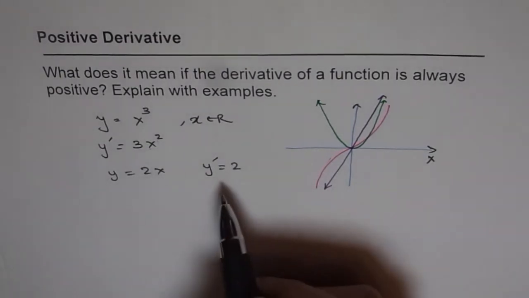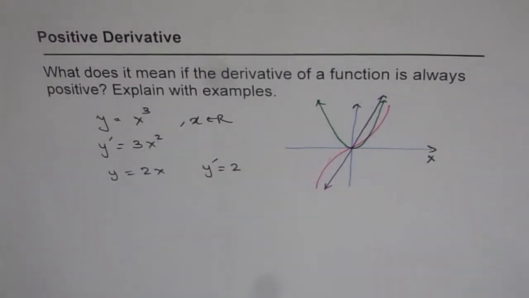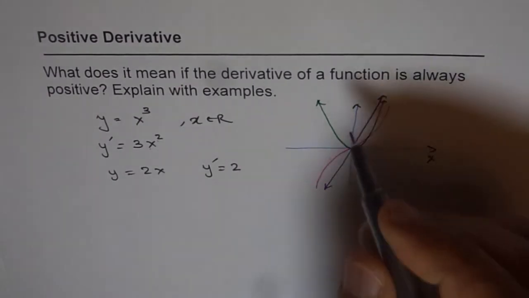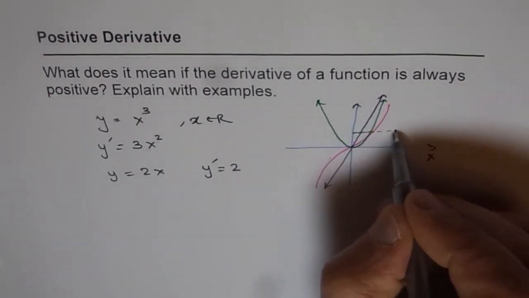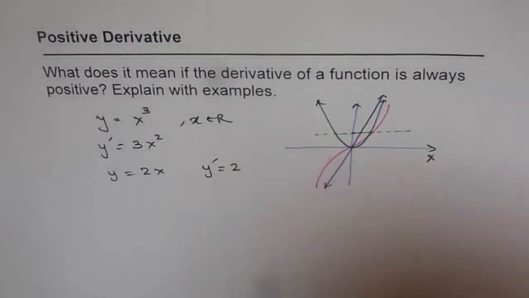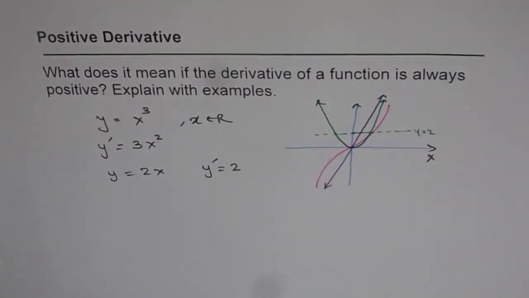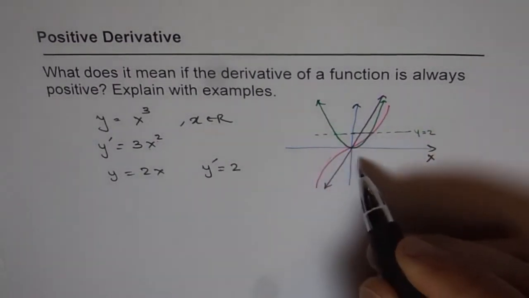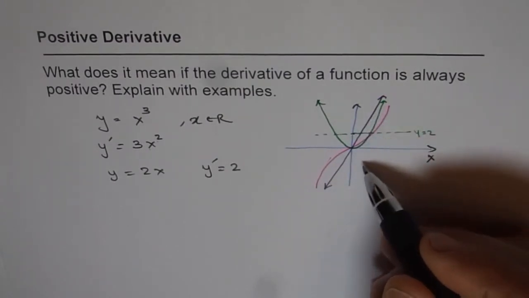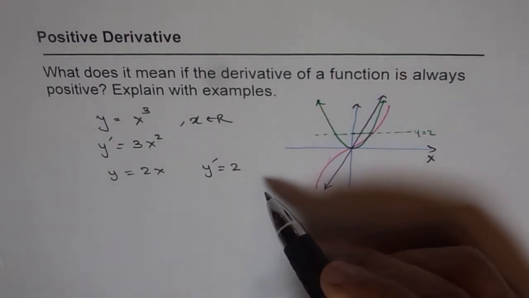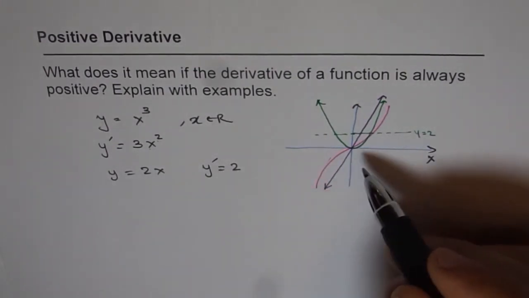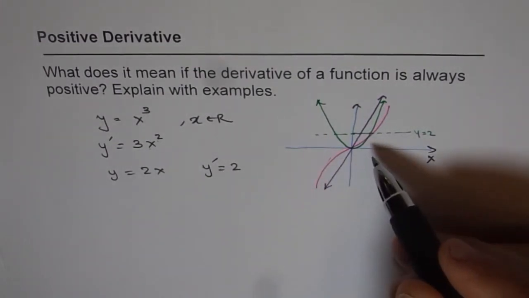So if the derivative is positive, and in that case the derivative is 2, that means this is your derivative all along the domain, right? So if the derivative is positive, that means that the function is increasing all throughout its domain. Do you understand? So that is what it really means. It shows that the function is increasing over that interval.